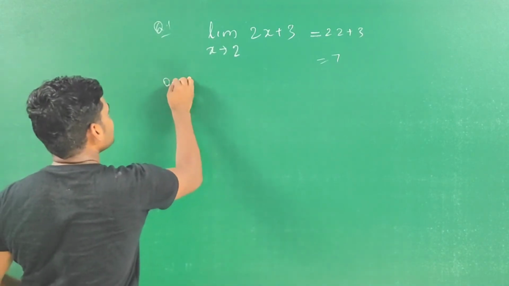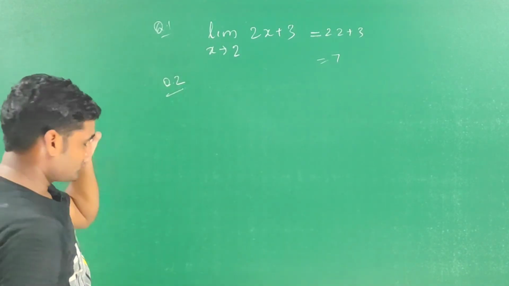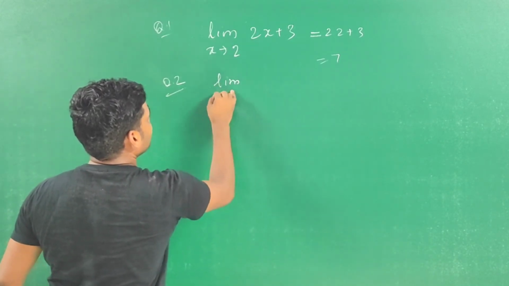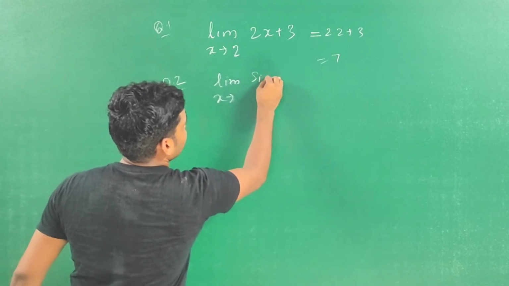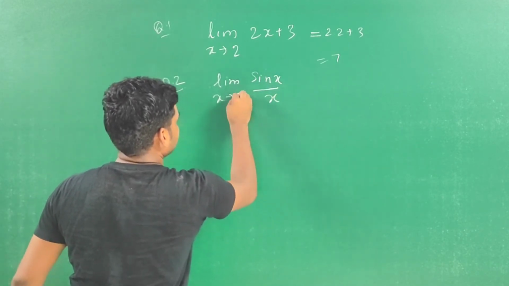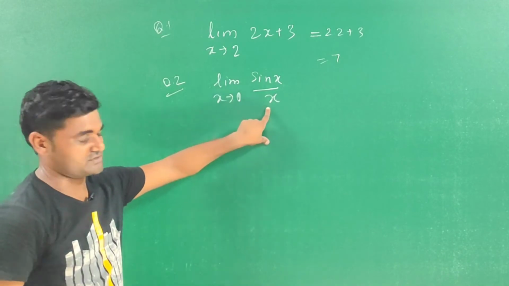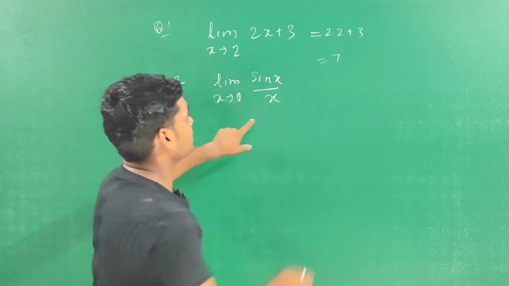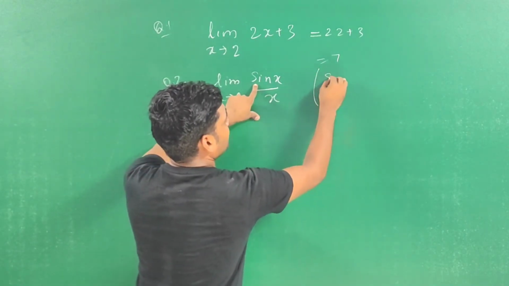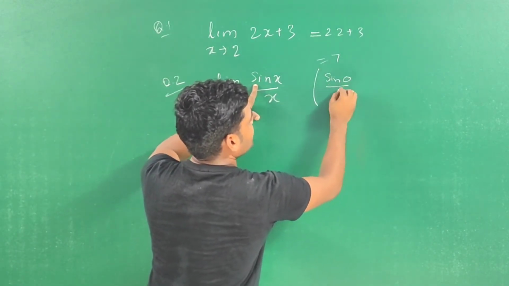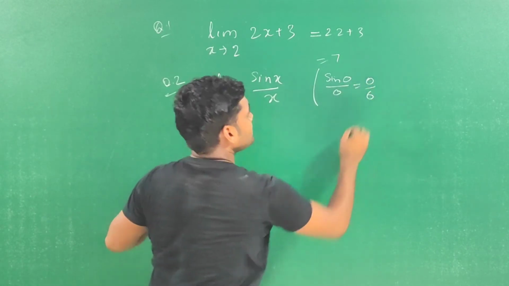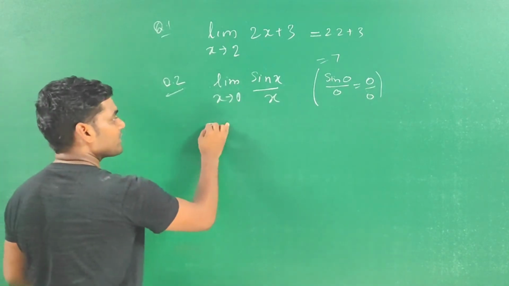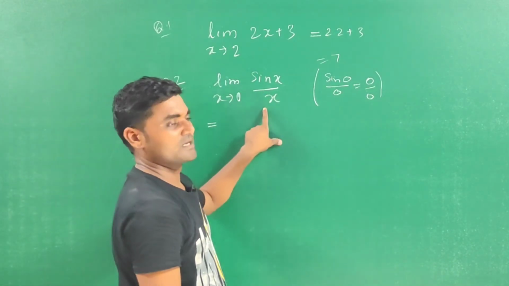Now let's see another example. Example number 1. Suppose we have to find out the limit of sin x by x. If we put 0 here, we get sin 0 by 0, which is the 0 by 0 form, right? So we cannot easily calculate the value of this limit.